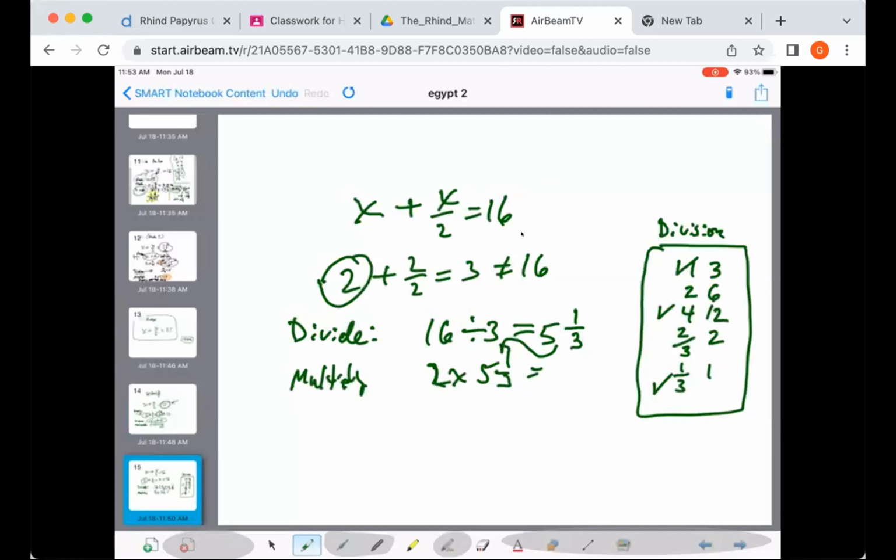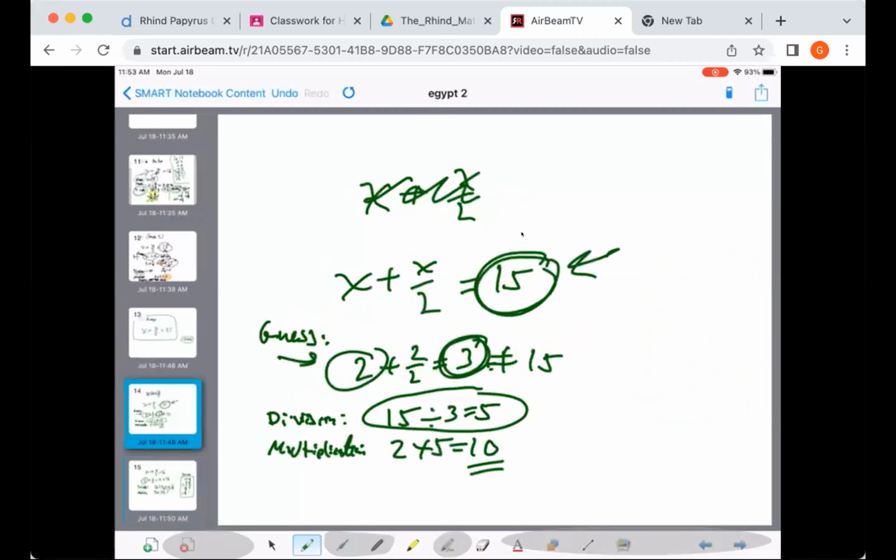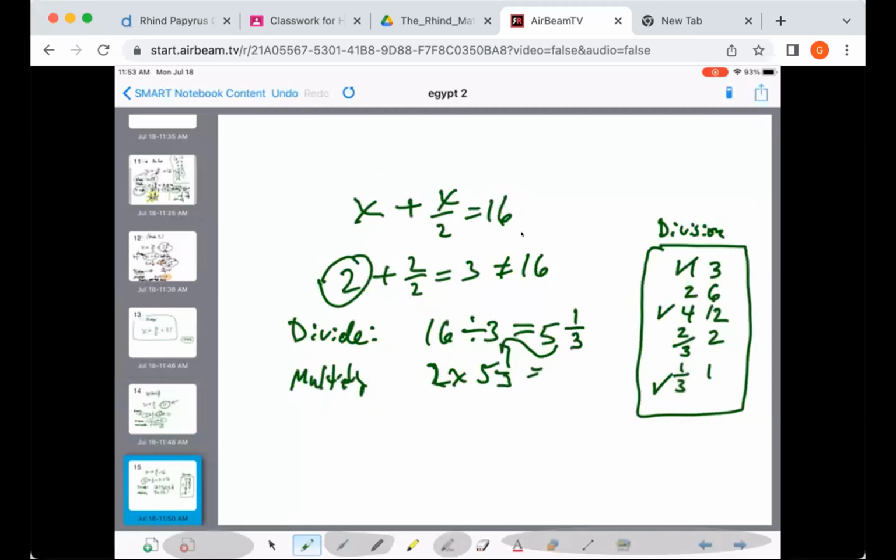So the answer I get from the division is the thing I multiply my guess by, just like I did over here, where I multiplied 2 times 5. 2 times 5 is easy, I do it in my head. Well, 2 times 5 1/3 isn't actually that bad. The Egyptians would do 2 times 5 1/3 like that, and they'd be done.